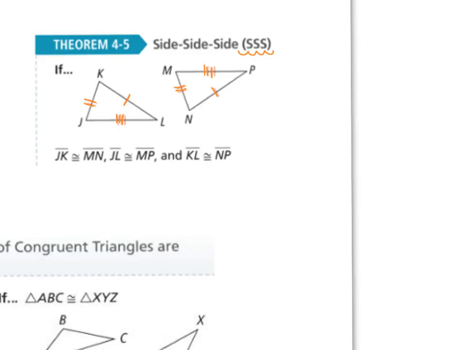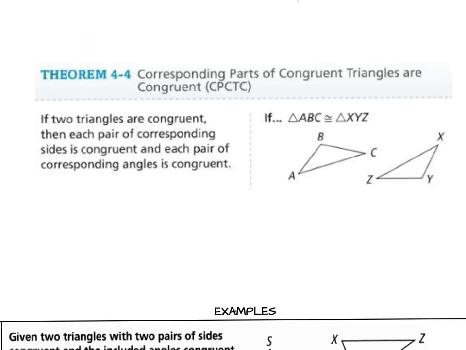Now, sometimes we're going to have these things marked already for us, which is pretty easy. But other times we have to prove why it's true. So we'll have to figure out which options are going to be the easier options and which options we have to give our reasons why. And then there's theorem 4.4. It's kind of in between 4.3 and 4.5.